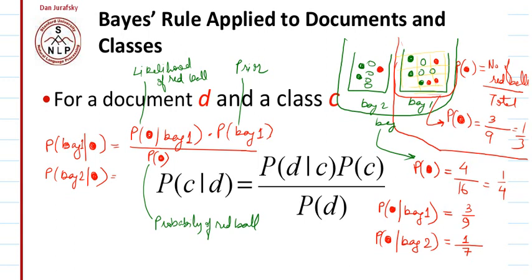So that we initially calculated as 1 by 4. The probability of red ball given bag 1 is 3 by 9, and the probability of bag 1 given these two bags as a whole is 1 by 2, because we have only two bags. So finally this comes out to be 3 by 9 multiplied by 1 by 2 multiplied by 4 by 1. So this is 1 by 3, and this is 2 here. So this is finally 2 by 3.